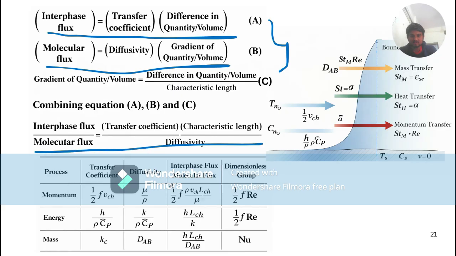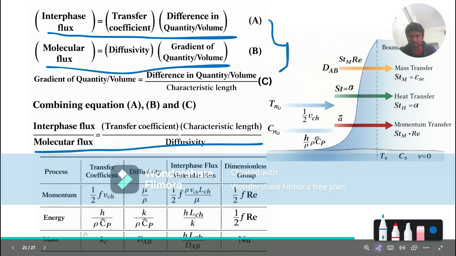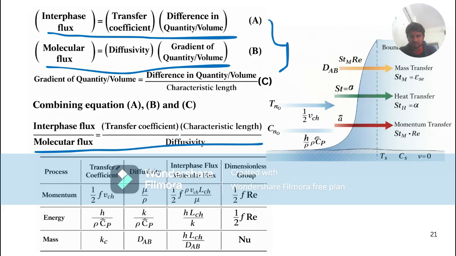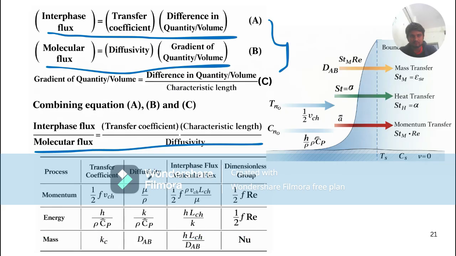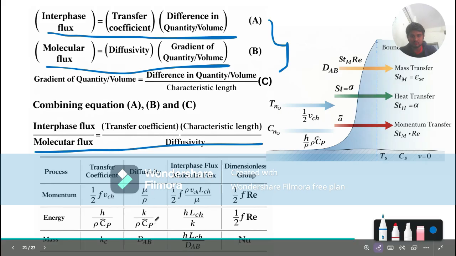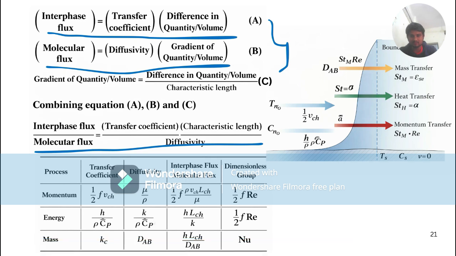So now let us see this table. In this table there are momentum flux, heat flux, and mass flux, and there are corresponding properties. As we have seen in the previous slide, the transfer coefficient in momentum transfer is 1 by 2 F VCH, in heat transfer it is H by rho Cp, and in mass transfer it is Kc. Diffusivity in momentum transfer is mu by rho, also called kinematic viscosity. Diffusivity in heat transfer is K by rho Cp, called thermal diffusivity, and diffusivity in mass transfer is DAB.